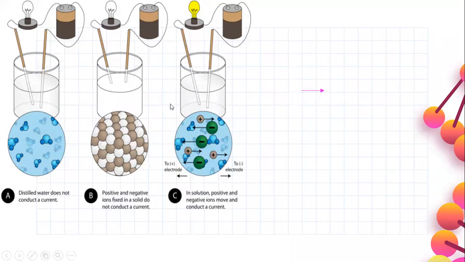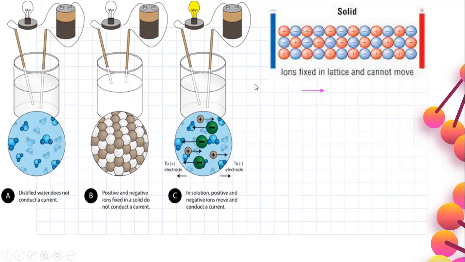So why, here you can see these two have ions, but a solid doesn't conduct current, but a solution conducts current? Why? Here you can see the diagram of a solid, how these positive and negative ions are fixed. They are fixed in a lattice, so they cannot move, so they can't conduct electricity. But how can we make a solid conduct electricity? Here, there are two methods.